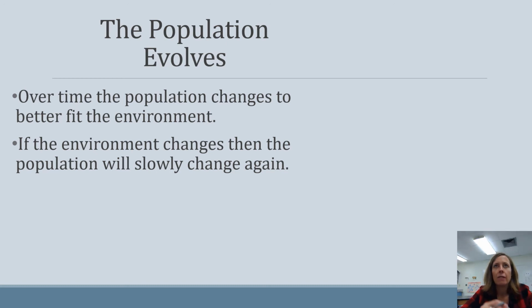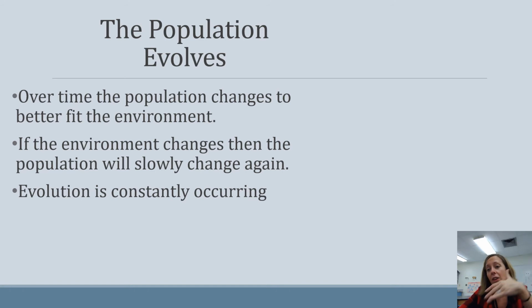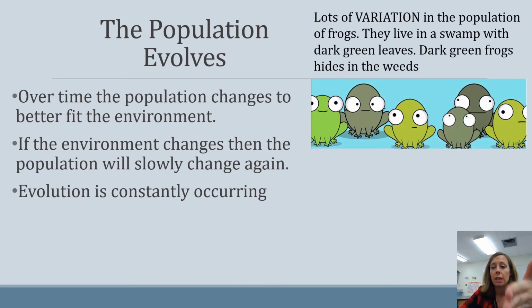Let's think about if a volcano erupts, right? Everything's going to turn charred black. And now any animal that was white or light colored is now noticeable, right? And if the population is going to slowly change to fit that new environment, it shows us that evolution is constantly happening. So here's our example here.